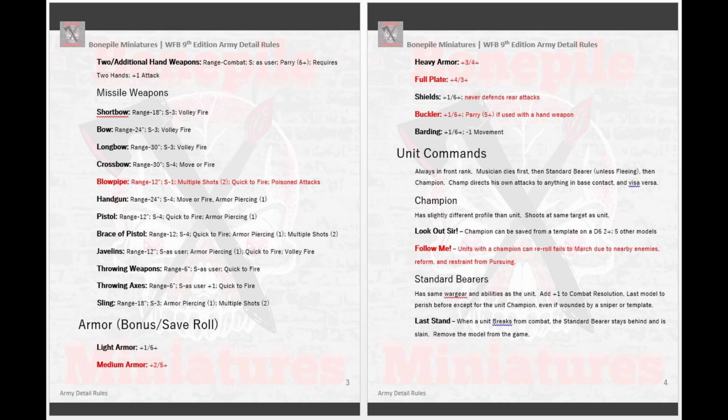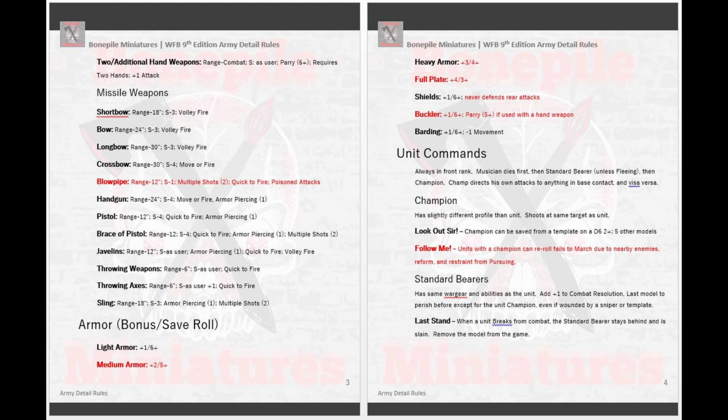There's also a change to shields, that they cannot defend rear attacks. And then there's also a buckler choice. They give a +1 armor bonus, or a 6+ armor save if used alone. But they end up giving a 5+ parry save instead if they are used with a hand weapon, which I think will be the case very often. So that ends the armor section, and the next section is on unit commands, which includes champions, standard bearers, and musicians.